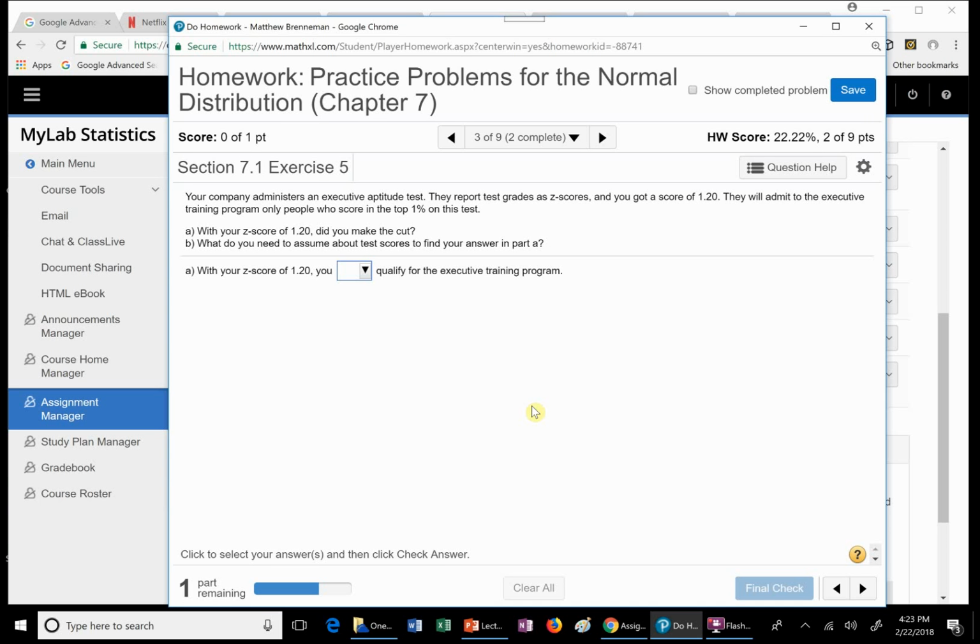So let me ask you a question. If the area of this tail is 2.5%, do you think the area in this tail is more than 2.5 or less than 2.5? More than 2.5? Absolutely. So this is more than the 2.5th percentile. So I know for a fact I'm not in the first percentile, right? So this area right here is going to be greater than 2.5. So I'm definitely not in the first percentile.